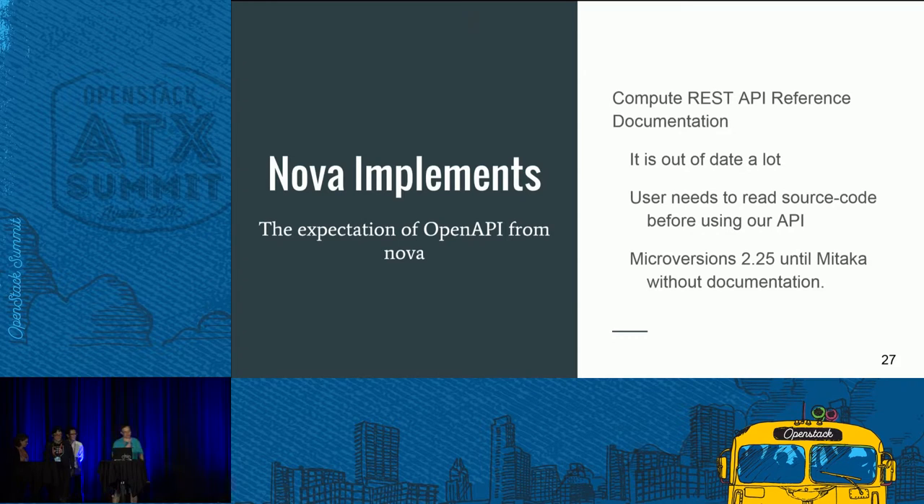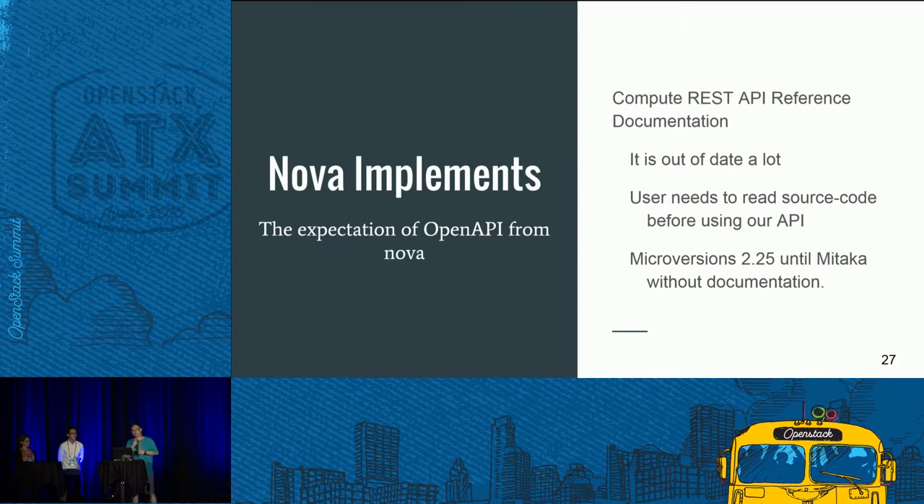Okay, I will give a short update about the current Nova status. First thing, the expectation for OpenAPI from the Nova side is more about the document, our API reference document. It's totally out of date, and users really need to read our source code before using our API. I think part of the reason is that the Nova API reference document is not in the Nova repo. So most Nova reviewers won't track another project, and that leads to no one tracking the quality of the API reference document.